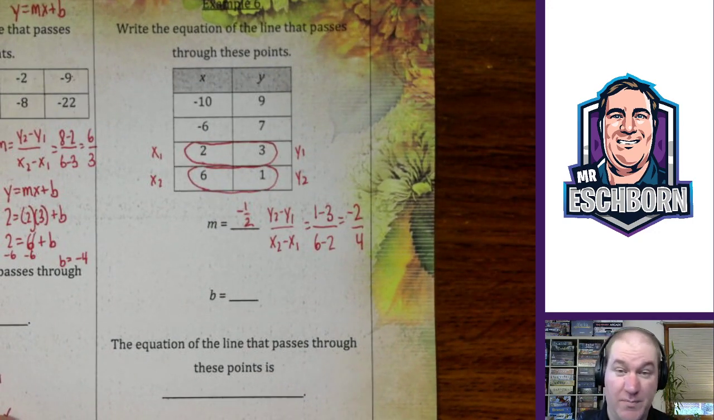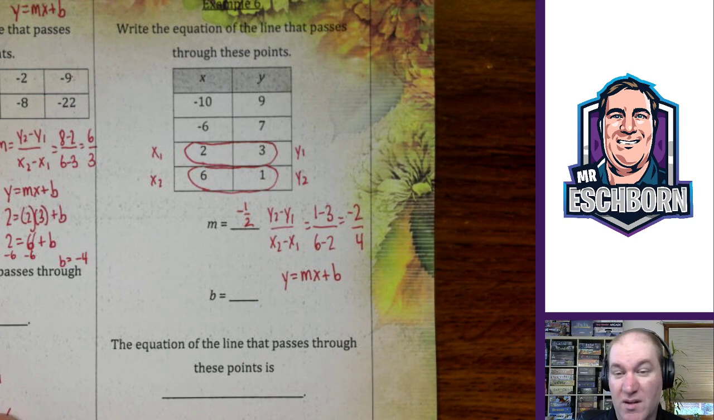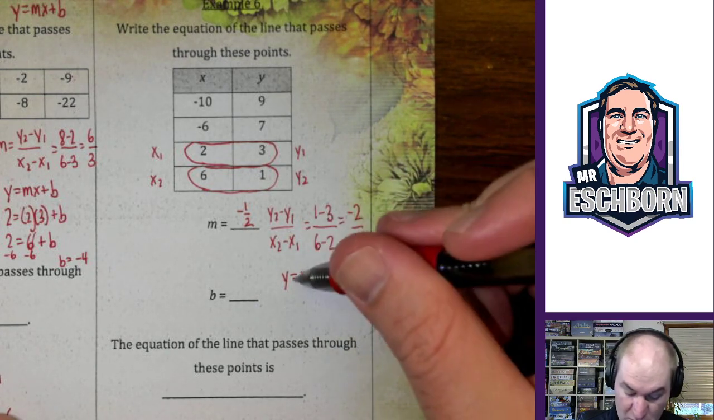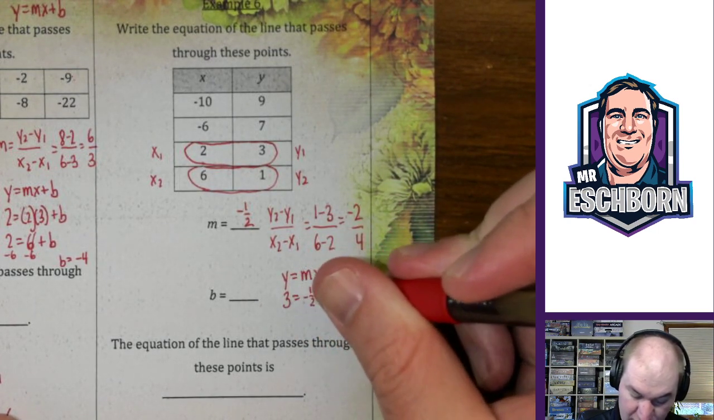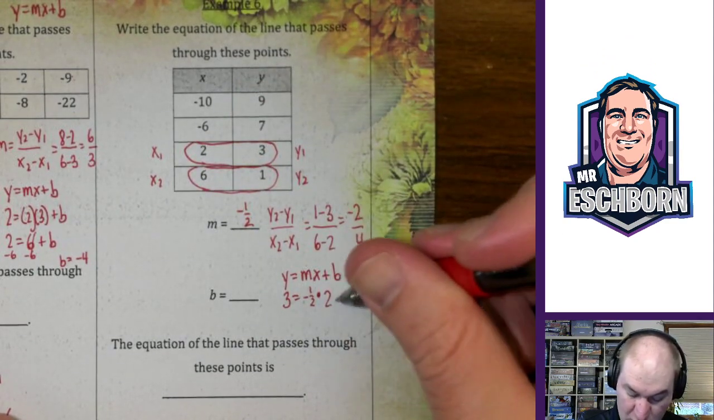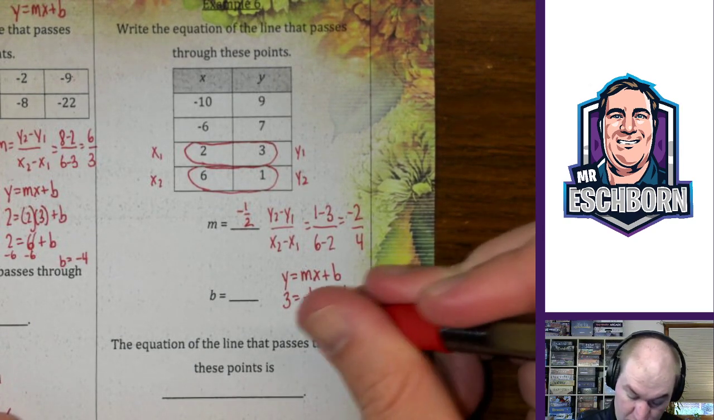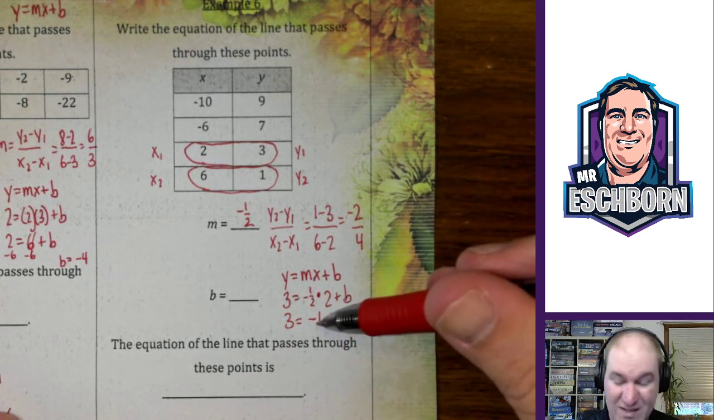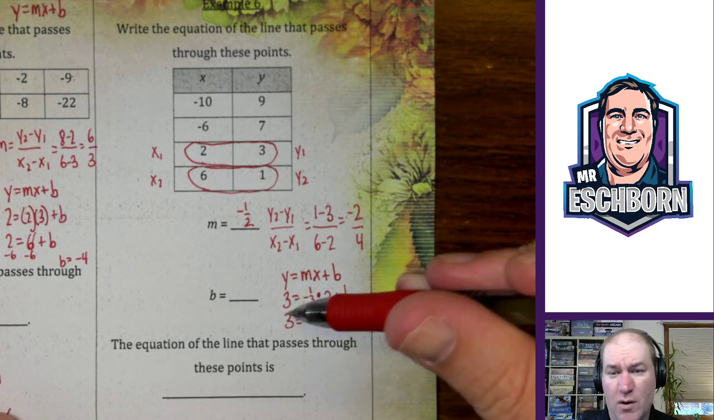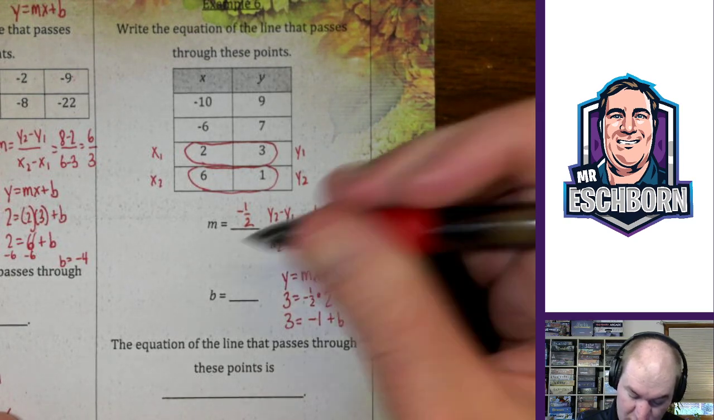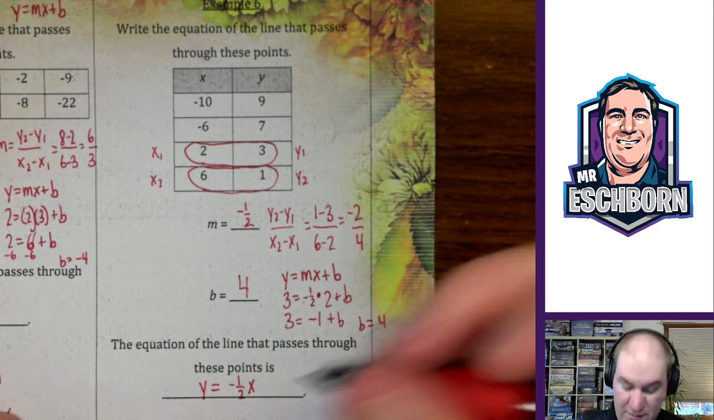Now to calculate our b, we just need to pick one of the points and plug in everything we know into this equation. We don't know b, so that'll be the letter that stays as a variable. So I'm going to use this one. Y is 3. M is negative 1/2. X is 2. And we don't know b. So negative 1/2 times 2 is negative 1. This equation says negative 1 plus b equals 3. So I need to add a number to negative 1 to get 3. Well, that number is a 4, so b equals 4. So my equation for this table is y equals negative 1/2 x plus 4.